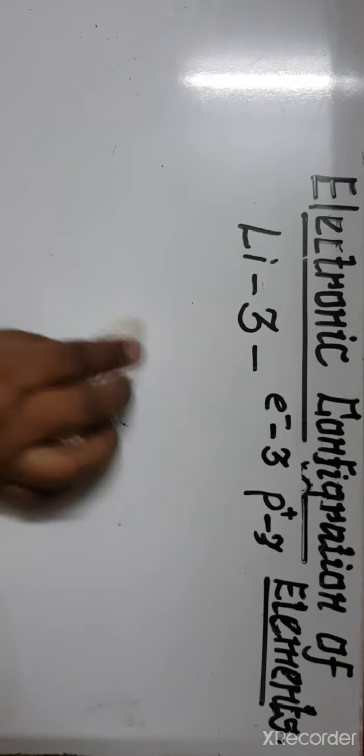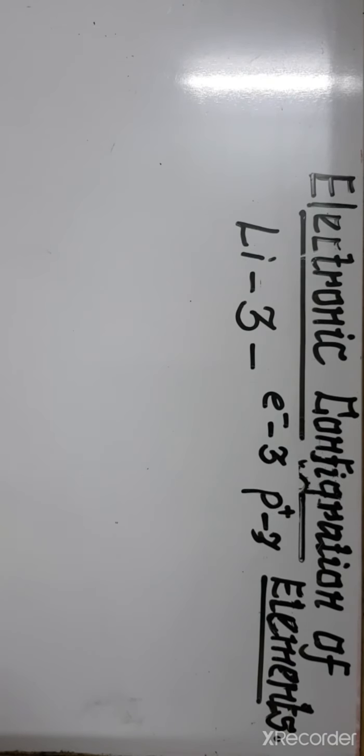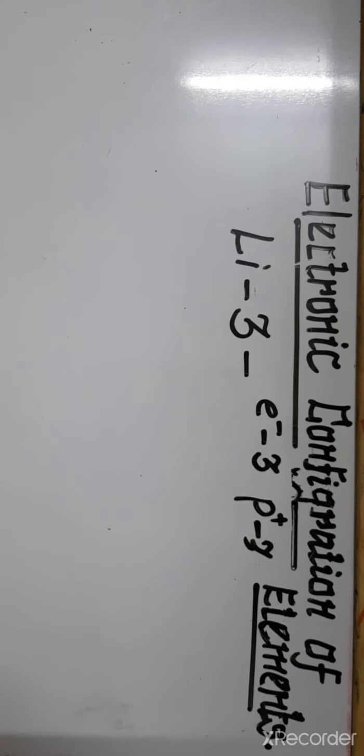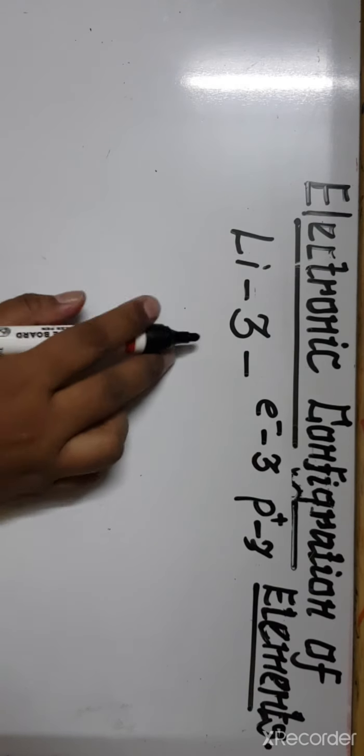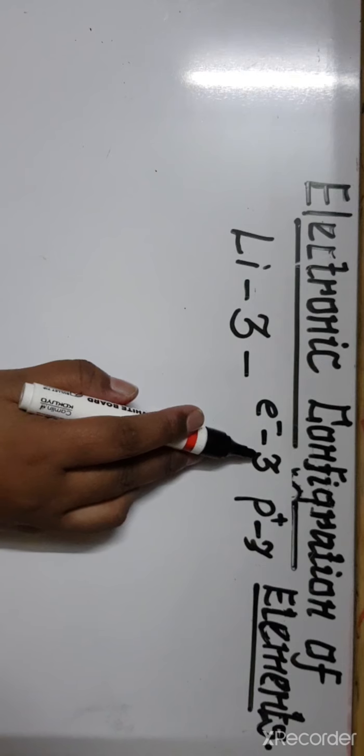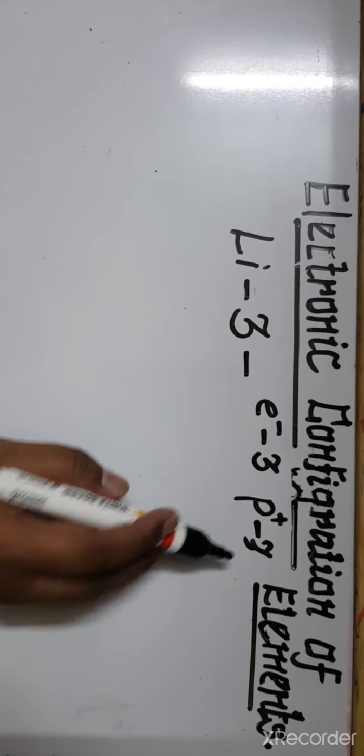Today we are going to see how to write the electronic configuration of an element and how to draw the atomic structure of an element. Here we are taking the first element, which is lithium. The atomic number of lithium is 3. So the number of electrons in lithium will be 3 and the number of protons will also be 3.